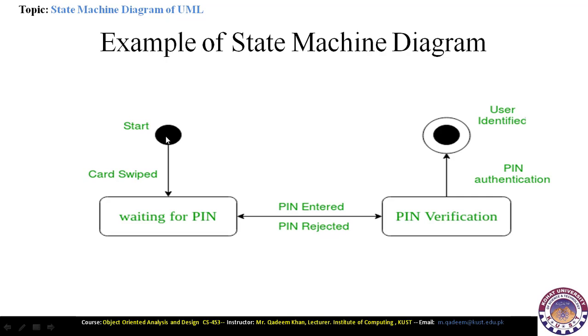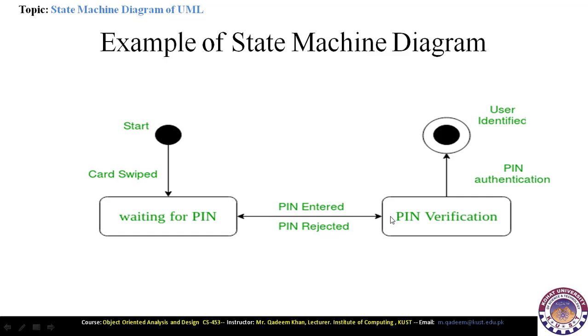First of all, it is the start state, then card swipe, which is the condition. Then a state is called waiting for the pin. Waiting for the pin means that the system will wait for the pin from the user. Then when the user enters the pin code, the verification state will be called.